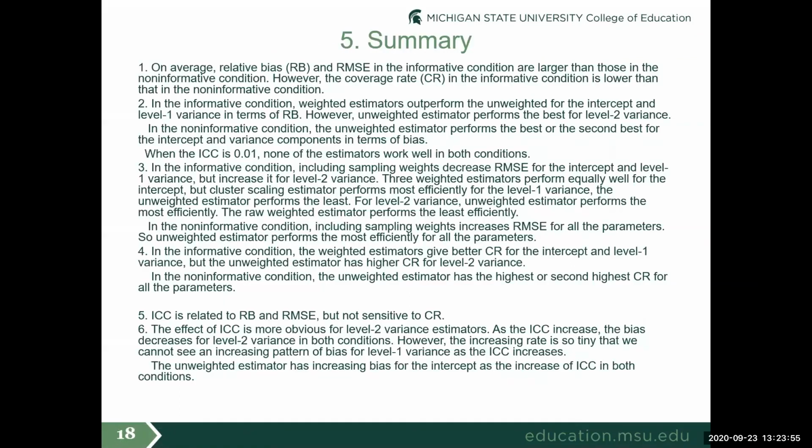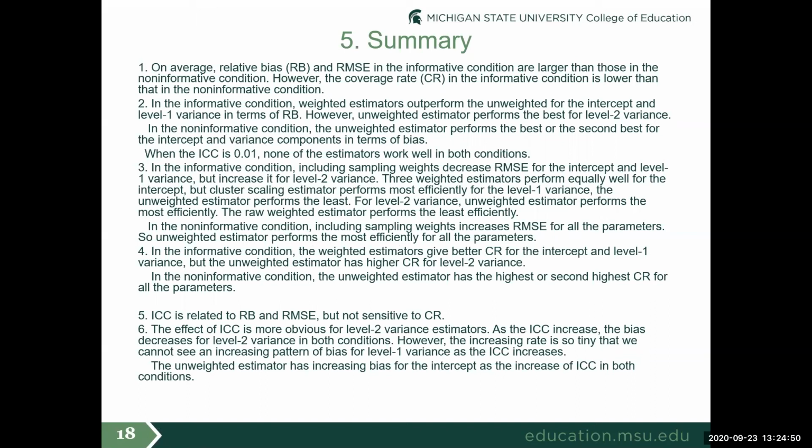On average, relative bias and root mean square error in the informative condition are larger than those in the non-informative condition. However, the coverage rate in the informative condition is lower than in the non-informative condition. Second, in the informative condition, the weighted estimators outperform the unweighted for the intercept and level 1 variance in terms of relative bias. However, the unweighted estimator performs the best for level 2 variance. In the non-informative condition, the unweighted estimator performs the best or second best for the intercept and the variance components in terms of bias. When the ICC is extremely small, none of the estimators work well in both conditions.